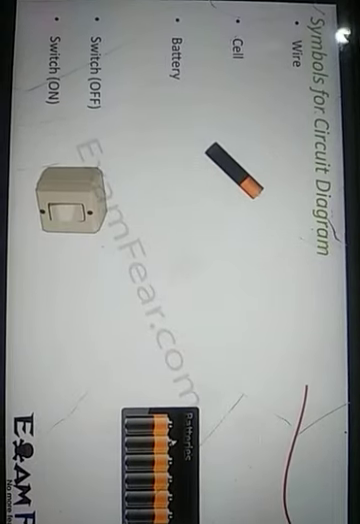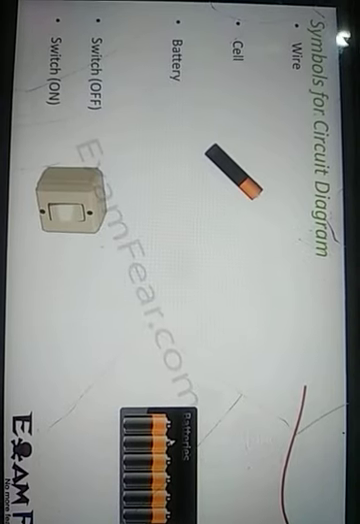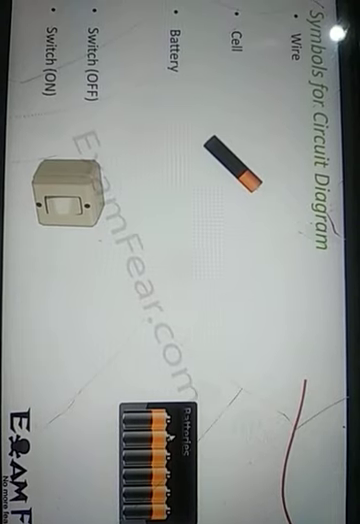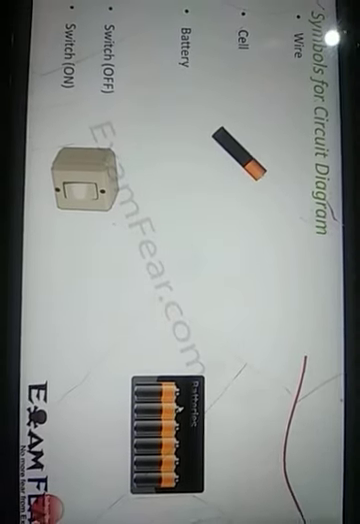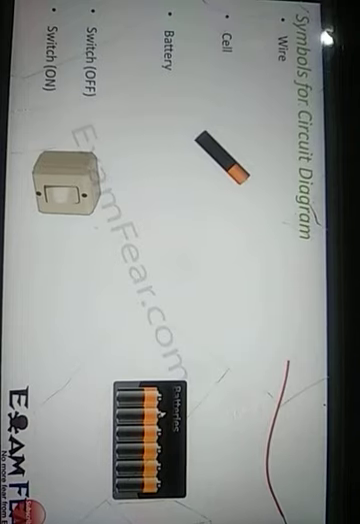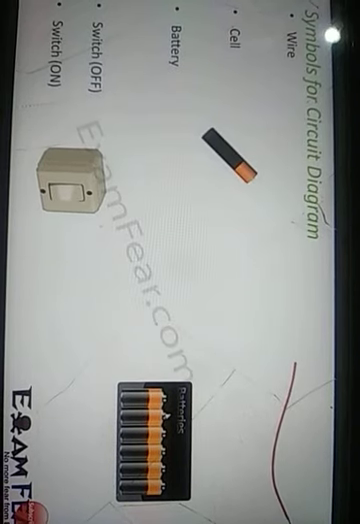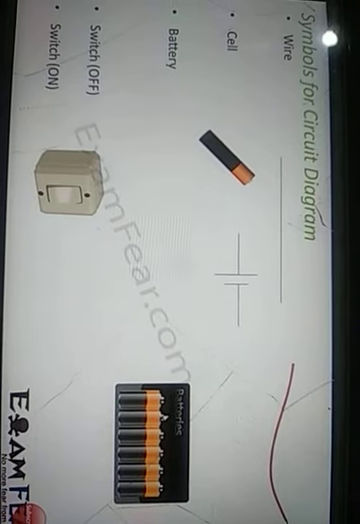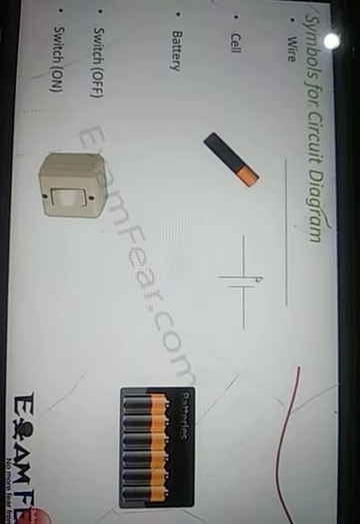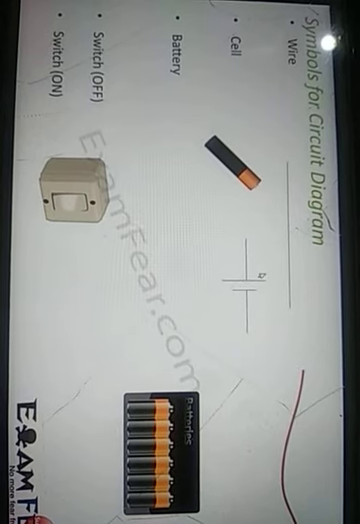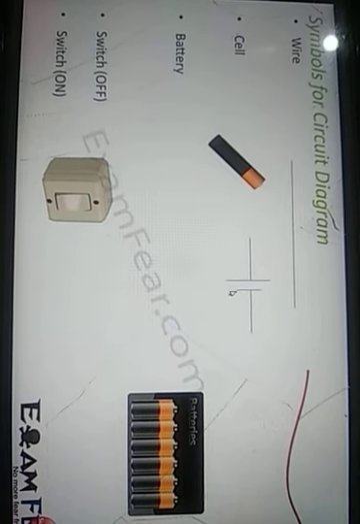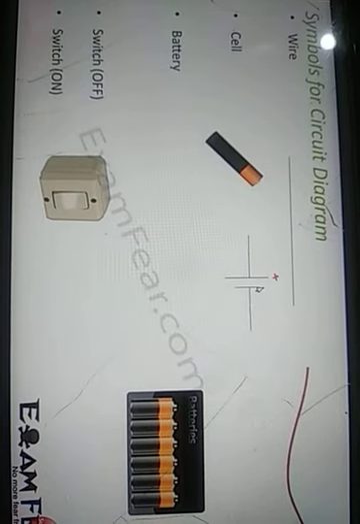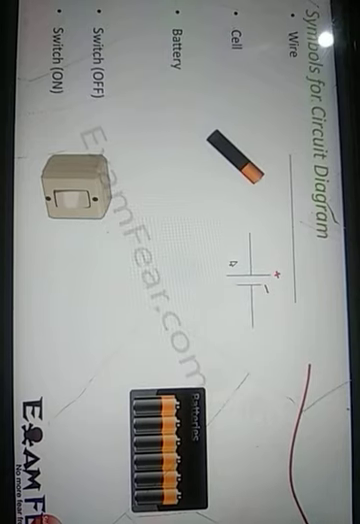Another important thing is the switch. Now the switch, when it is in off condition and when it is in on condition. For each of these we have a specific symbol. So let us quickly look at the symbols which are used in a circuit diagram. For wire we just use a straight line. For a cell we use two vertical lines, and we make sure that one line is longer than the other one. The longer represents the positive terminal and the smaller represents the negative terminal.